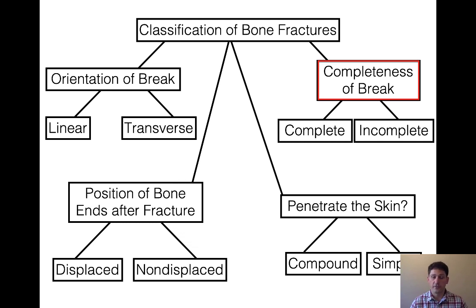What is the completeness of the break? Is it totally complete, broke all the way through, or is it incomplete? What's the position of the bone ends after the fracture? So is it displaced or non-displaced? Did they shift out of placement? Or did it penetrate the skin? So compound fractures are when the bone penetrates the skin, and simple is not penetrating the skin.